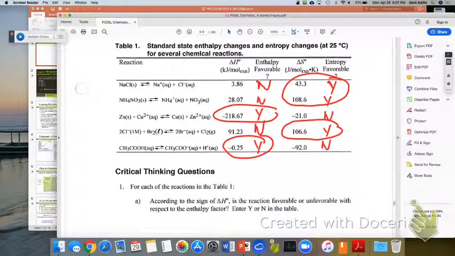Now we know that for K larger than 1, delta G is negative, and for K less than 1, it is positive. So therefore, yes, think about it.